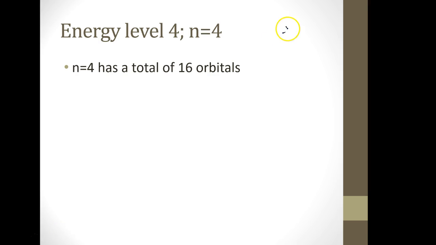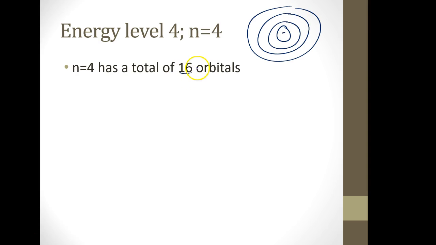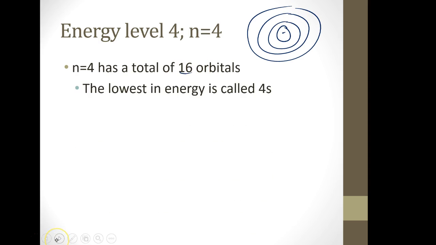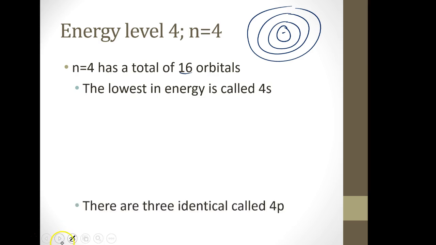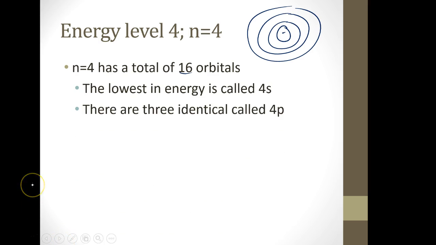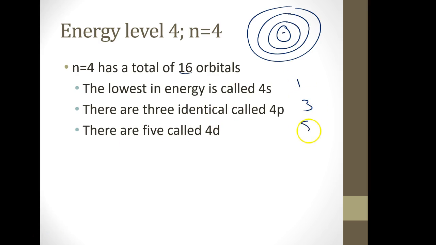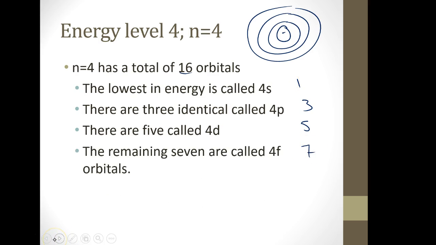Once you get to energy level 4, that'd be the 4th energy level, 4th circle out, it has a total of 16 orbitals, and the lowest energy is called the 4s. And there are 3 identical ones called the 4p. We've seen those before. There are 5 called the 4d, so you might notice 1, 3, 5. Adds up so far to 9. We've got 16 to go. That means the last 7 are referred to as f orbitals.